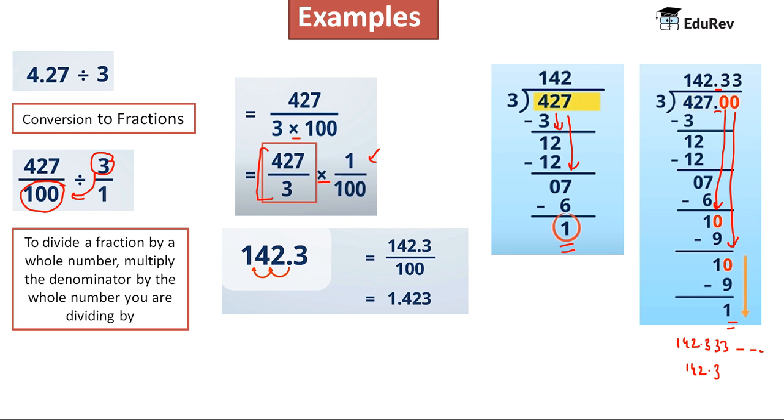Now 427 by 3, after rounding off, the answer comes as 142.3, and we will multiply it by 1 by 100. So it will come 142.3 divided by 100, because the value of 427 by 3 was 142.3. We will write it here, and we will write 100 as the denominator. Now carrying out this division by 100, we will shift this decimal point 2 places, 1, 2, and the answer will be 1.423. This is the correct answer.